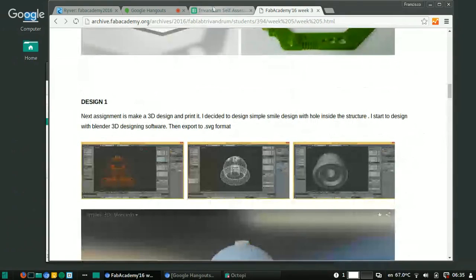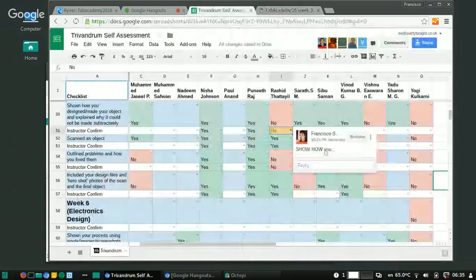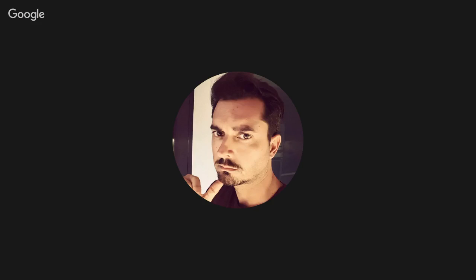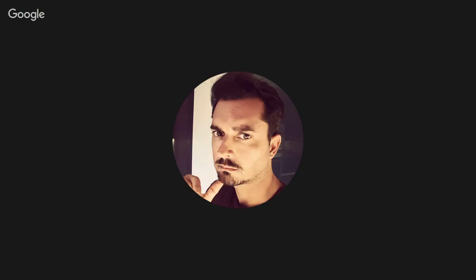This is why you have a no here. It says show how. It says show how here. Show how. There are some other people who don't have this, because their design is very evident that you did a very complex design.